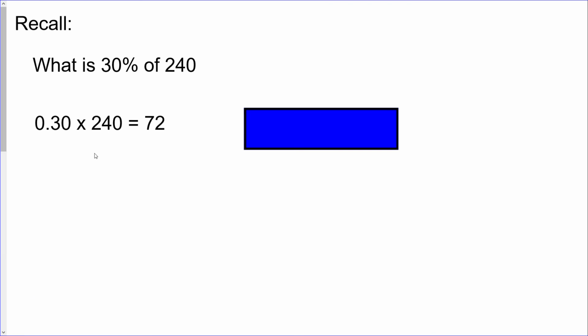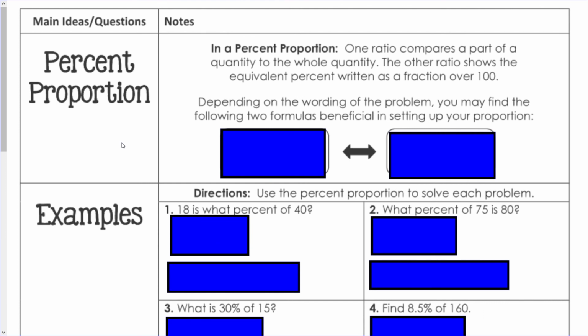Okay, on to the next part. Now the main thing we're working on today is called a percent proportion. It's a different way of approaching solving percent problems where the problems could have different ways of phrasing. This phrasing can often be tricky for students to remember what they're supposed to do and in what order, depending on the wording. So this is one way of helping with that. In a percent proportion, one ratio compares a part of the quantity to the whole quantity, while the other ratio shows the equivalent percent written as a fraction over 100.